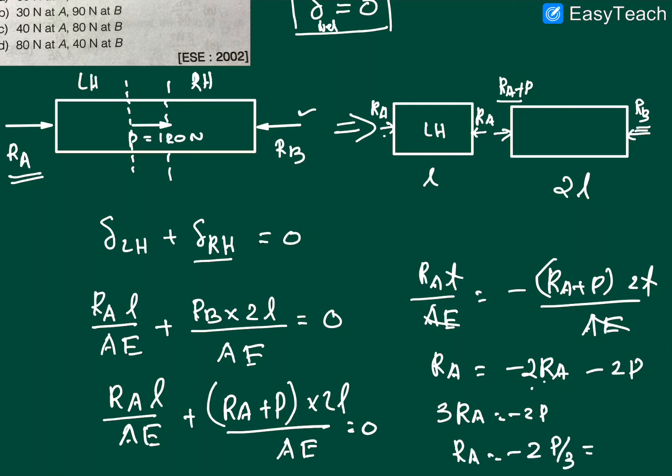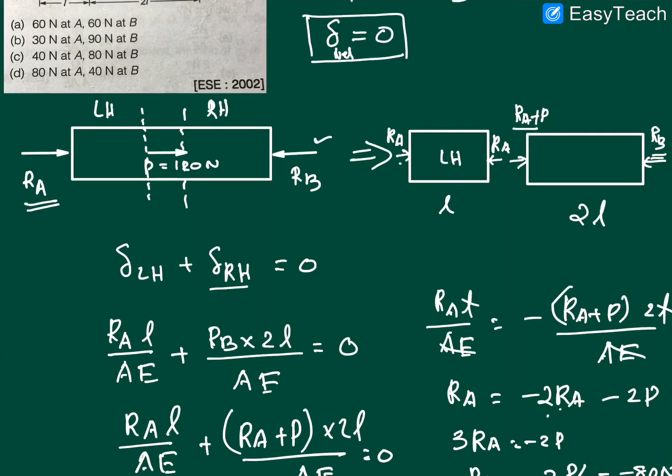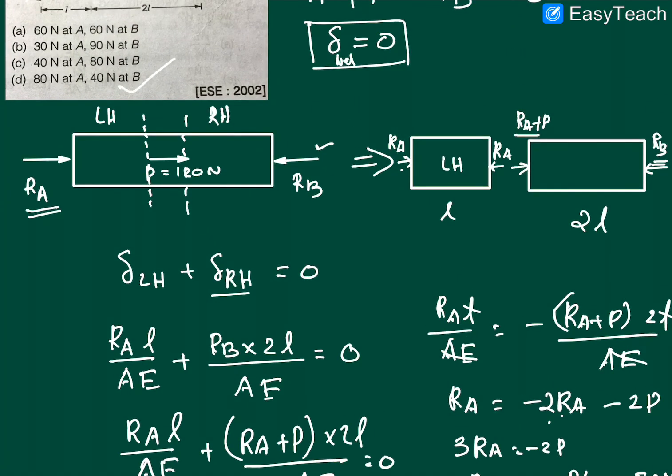Since P is 120, we can say Ra is equal to minus 80 Newton. Therefore, Rb will be equal to Ra plus P, which gives 40 Newton in the opposite direction. So these are the values of the reactions at the fixed points. So option D will be the correct answer. So this will be the option.